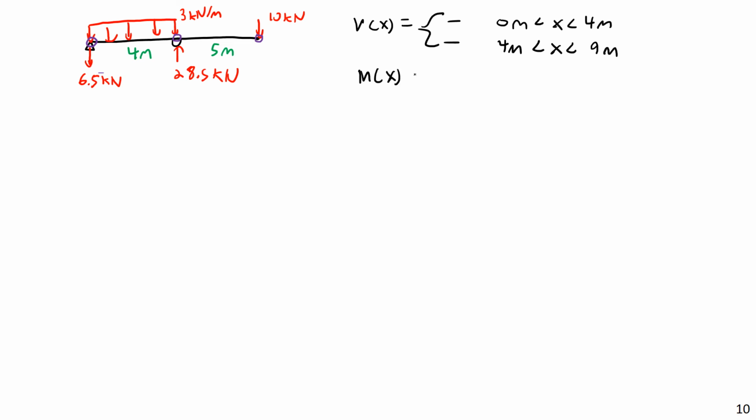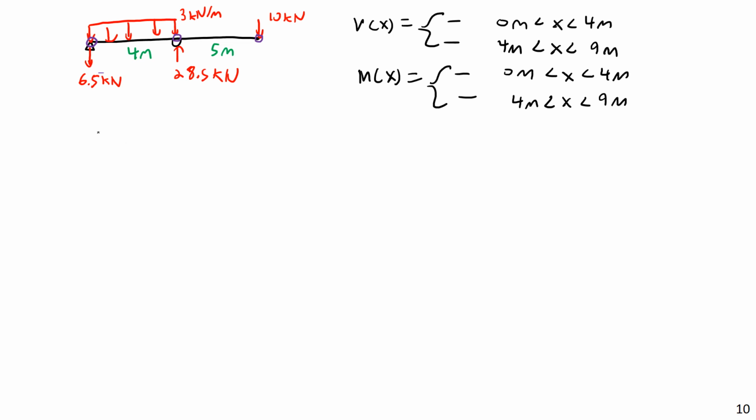And then M of x is going to equal some function when x is between 0 meters and 4 meters, and some other function when x is between 4 meters and 9 meters. All right, so what else do we have? Or how else do we want to proceed? Well, the next step is going to be analyzing each of these in their own zone. So it's generally best to look at one zone at a time.